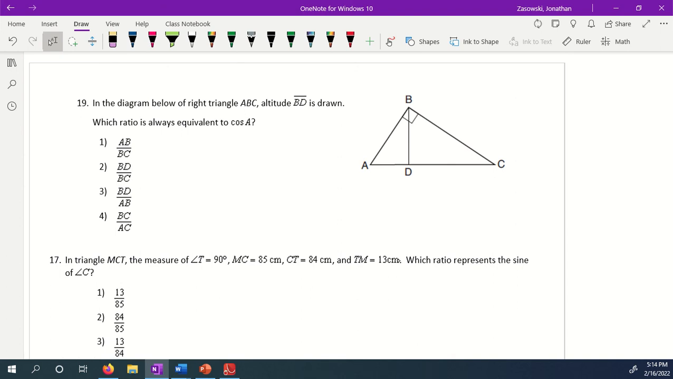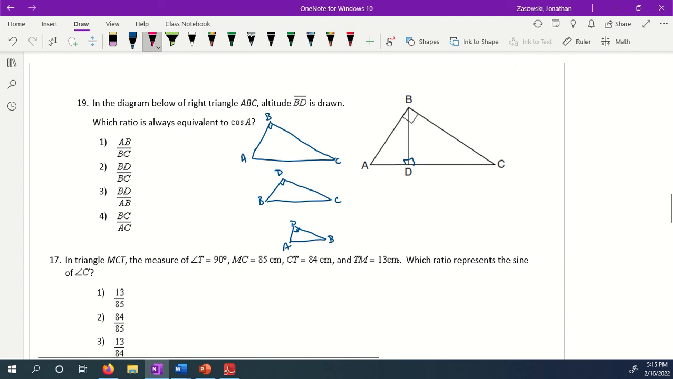Okay, in the diagram below, right triangle ABC, altitude BD is drawn. Which ratio is always equivalent to cosine of A? Remember, we talked about these type of triangles before and how they make three similar triangles here. So here's A, B, C. We have the medium-sized triangle, which had sides of D, B, oh, that's not right. Those are flipped. Remember, the right angle is actually down here at D, and then it runs over to B, and here's C. And we have the small triangle, which once again has a right angle at D. The short leg is DA, and the long leg is DB.